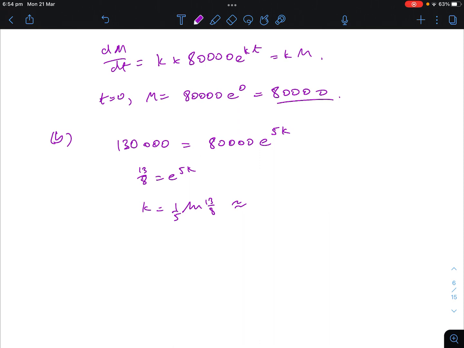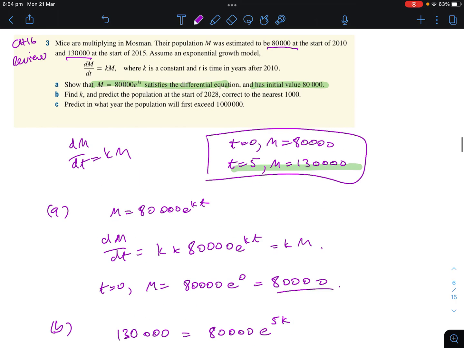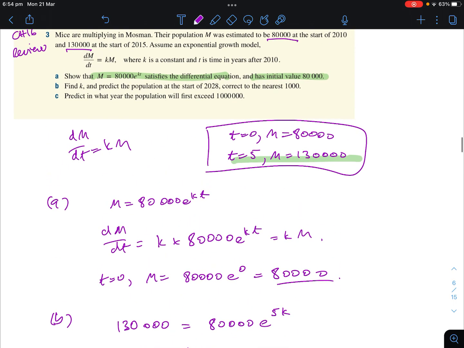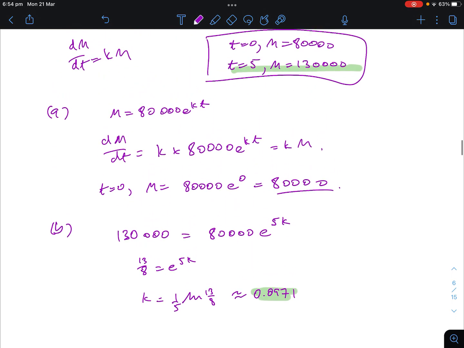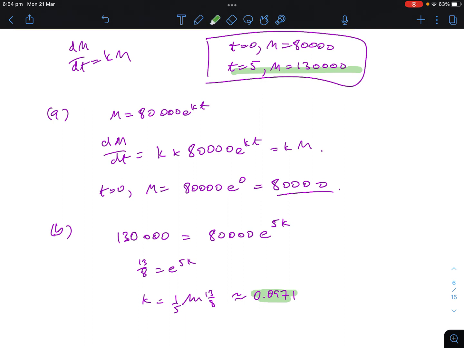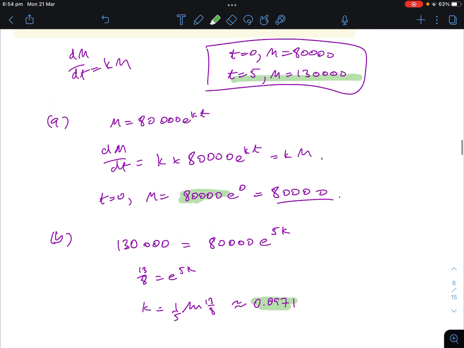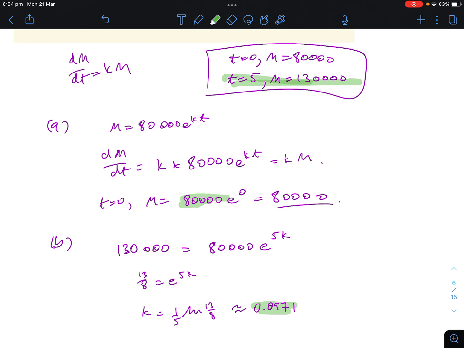0.2 times ln 13/8. It's 0.0971. Did it give you an approximation? No. Find k. Okay, so that's an approximation. I wouldn't use this approximation in my subsequent calculations. The initial value gave you the 80,000, and then the subsequent value here gave you the value of k.